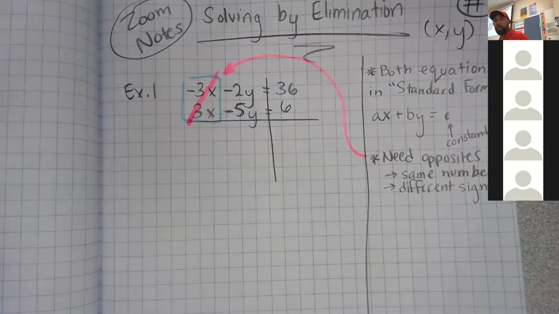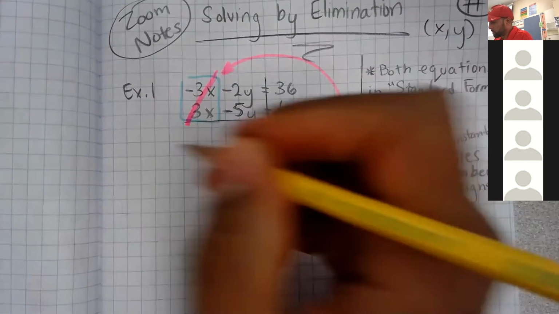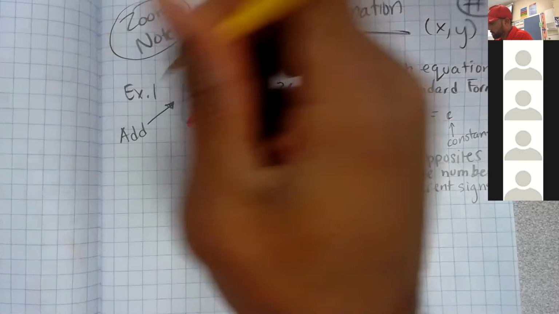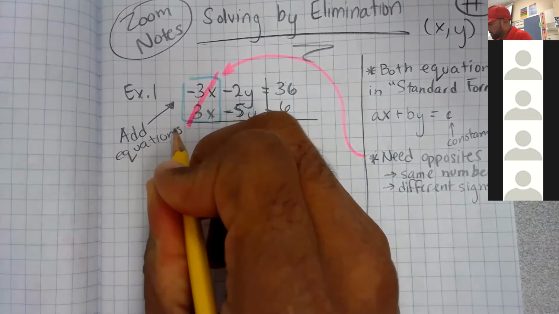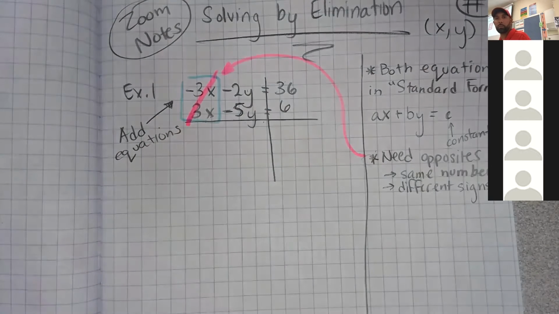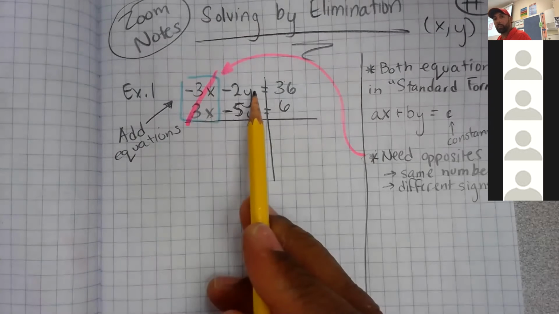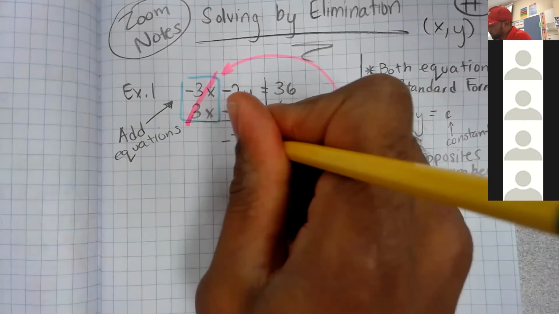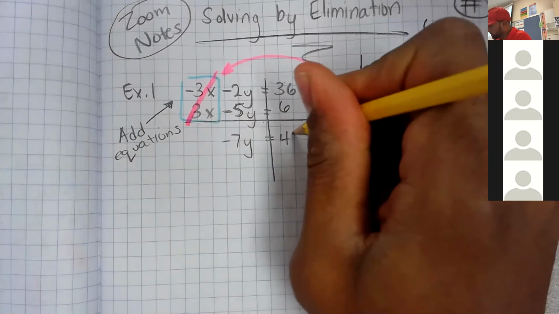So now, once we cancel one of the variables, and you might be canceling y or you might be canceling x, then you add up the equations. So add the equations. That means whatever's left, negative 2y and negative 5y, we're going to add those. So that would equal negative 7y. And then 36 plus 6, 42.